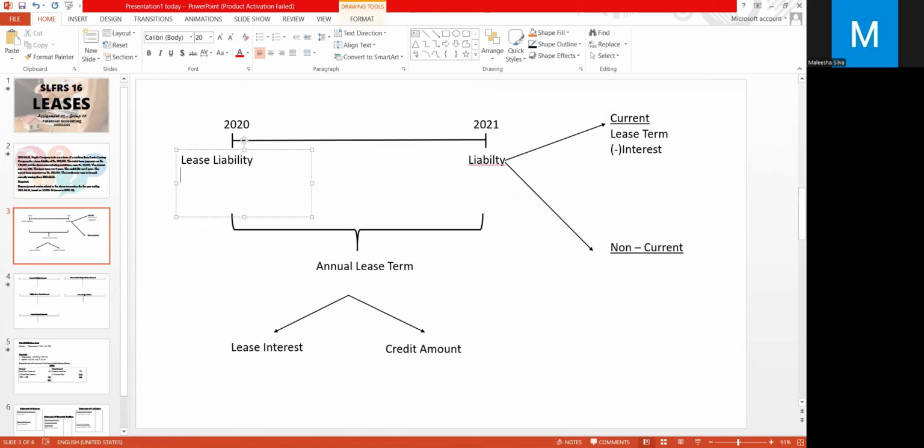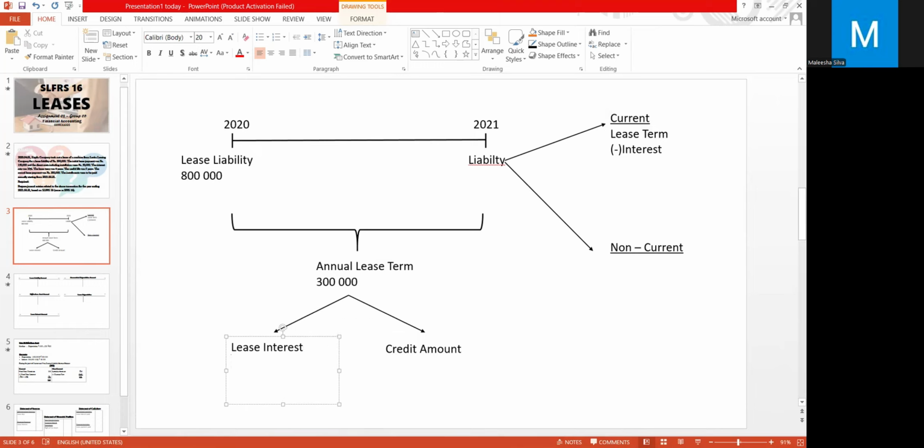Now I explain this question in a mind map. First, we begin by drawing a timeline to understand the lease liability. According to the question, the initial lease liability is given as 8 lakhs on 1st of April 2020. Next, we identify the annual lease payment, which is the 3 lakhs. The annual lease payment is then divided into two parts: the lease interest and the credit amount.